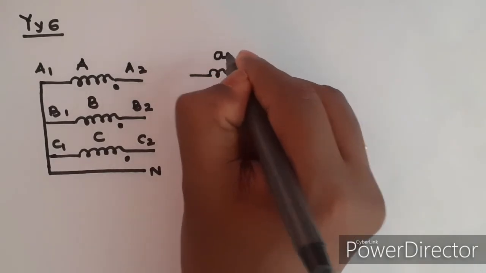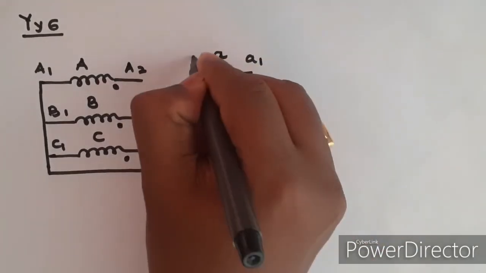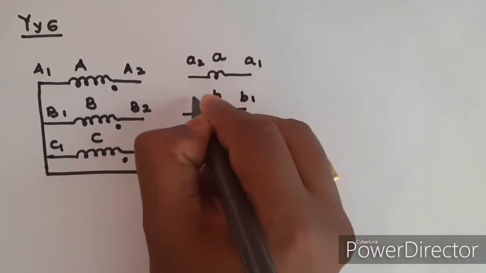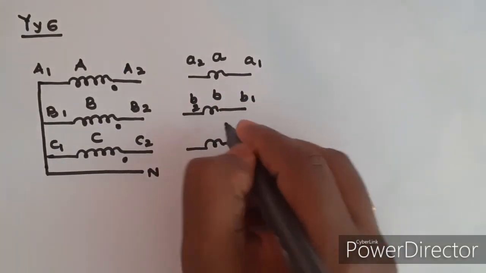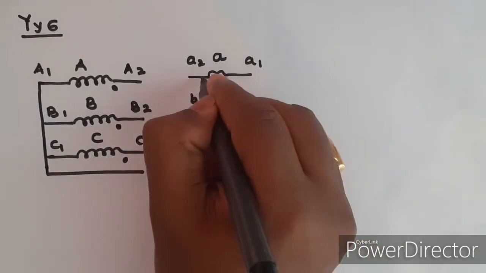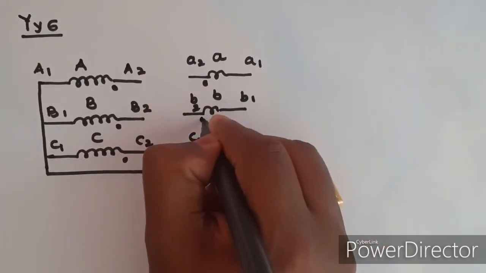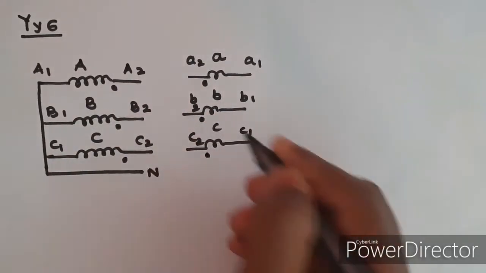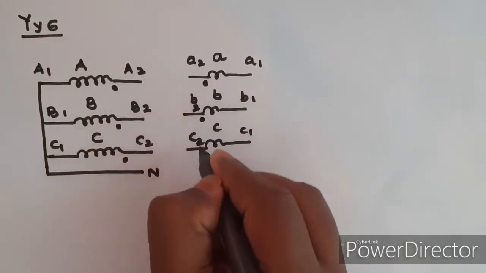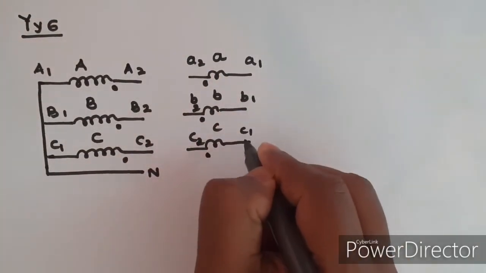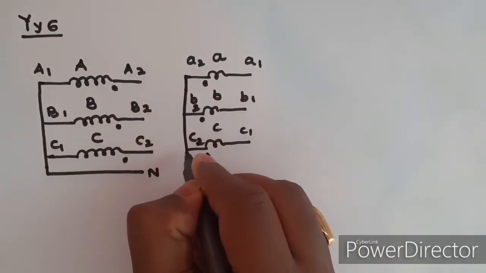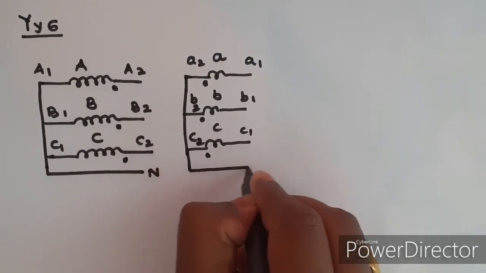This is the low voltage A phase, A1, A2. Low voltage B phase, B1, B2. Low voltage C phase, C1, C2. End of winding is dotted for each. For YY6, A2, B2, C2 will be shorted, not A1, B1, C1. Be careful. Here this A2, B2 and C2 will be shorted and the neutral point is taken from here.